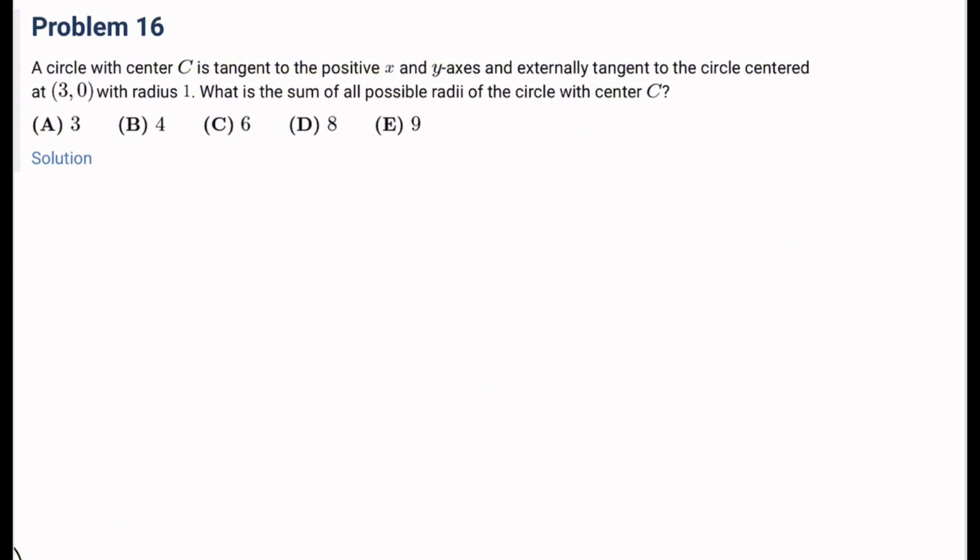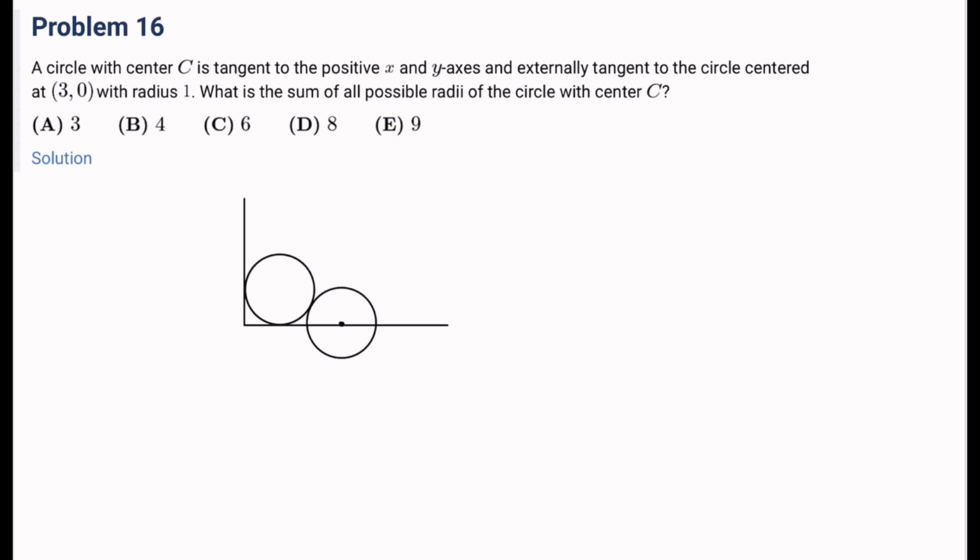Number 16, a circle with center C is tangent to the positive x and y axes and externally tangent to the circle centered at 3, 0 with radius 1. What is the sum of all possible radii of the circle with center C? If we just bring up a drawing of center C like this, right? And so this is going to be 3, 0. This radius is going to be 1, right?